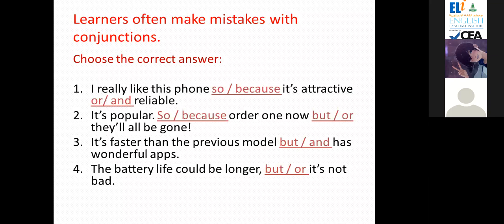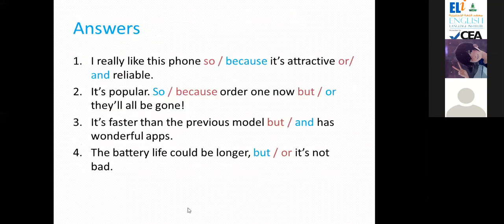Or, excellent. So here we have and, and or. It's faster than the previous model and has wonderful apps. Excellent. And because we want to add extra information about the phone features. The battery life could be longer. It's not that, but because we say something and we contrast it in the other part of the sentence. Okay, so the answers are highlighted in blue.